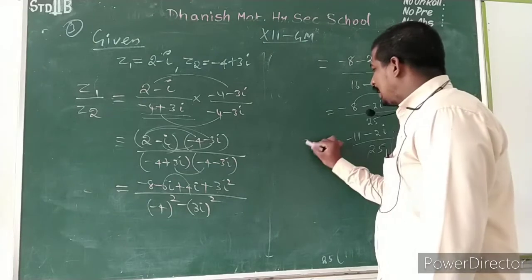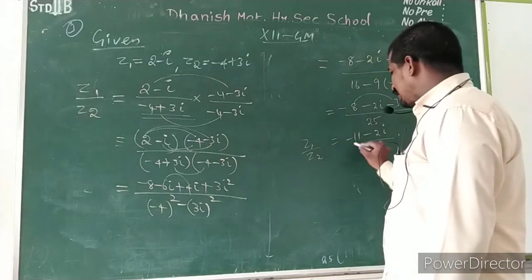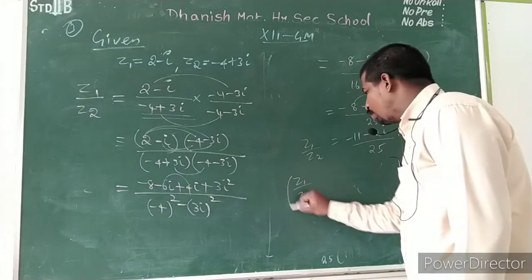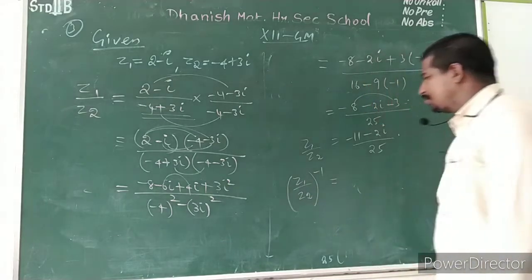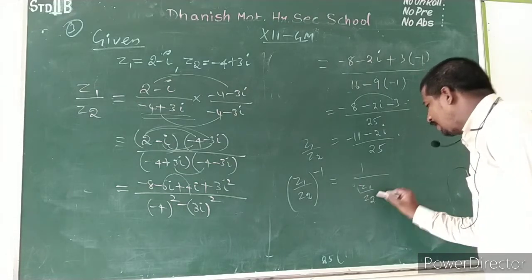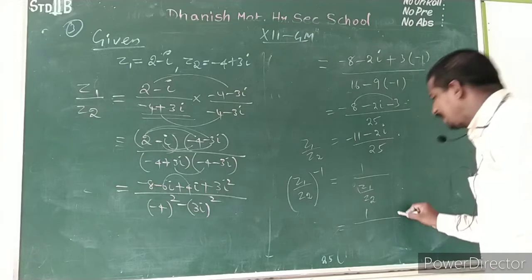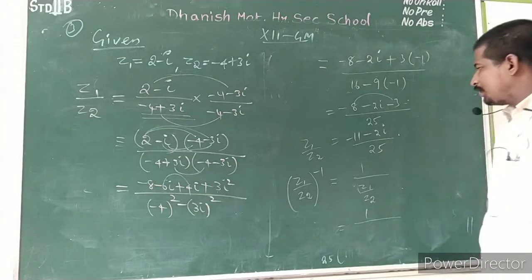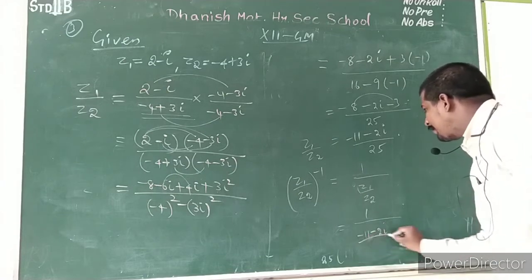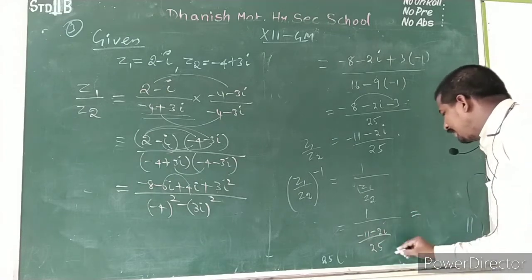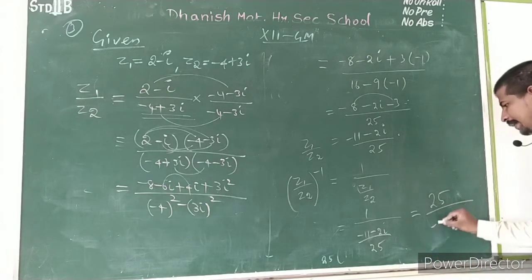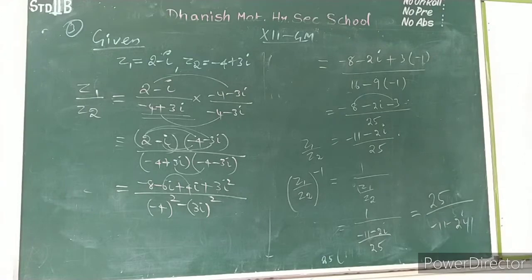Now we got z1 divided by z2. For this I am going to find the inverse. So (z1 divided by z2) whole inverse equal to 1 by (z1 divided by z2). What's the z1 divided by z2? Minus 11 minus 2i divided by 25. The next step would be 25 divided by minus 11 minus 2i.